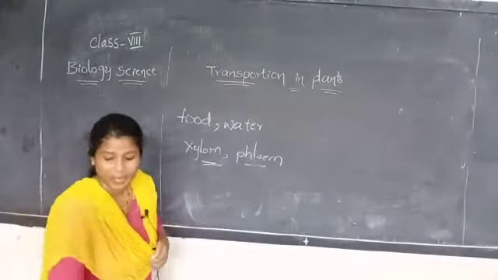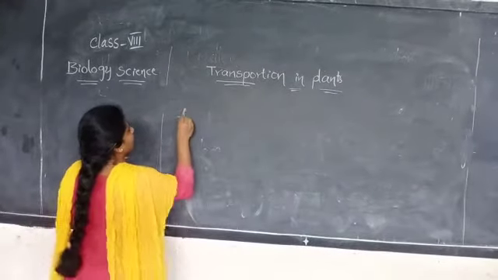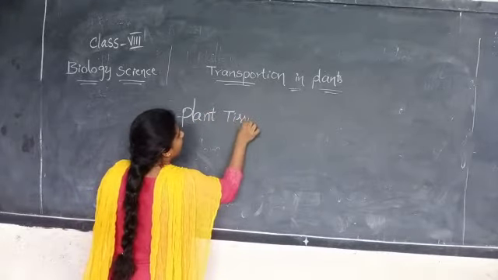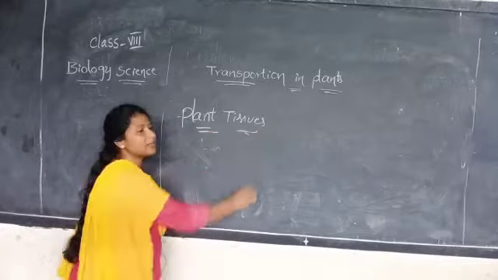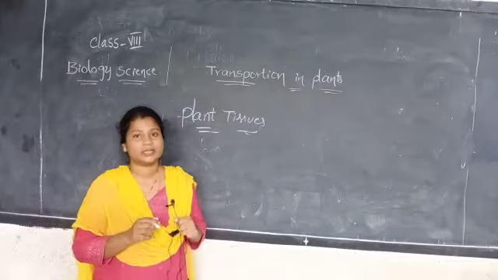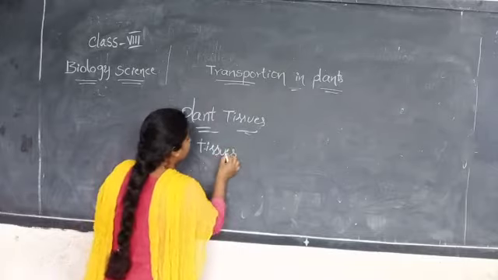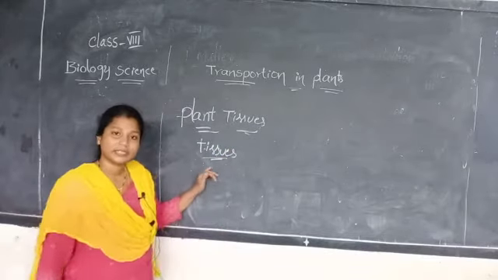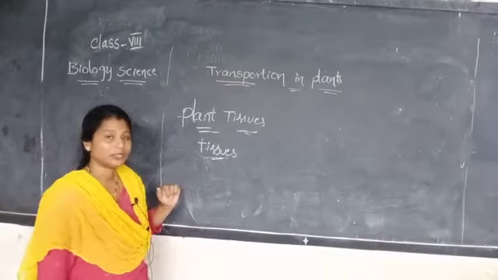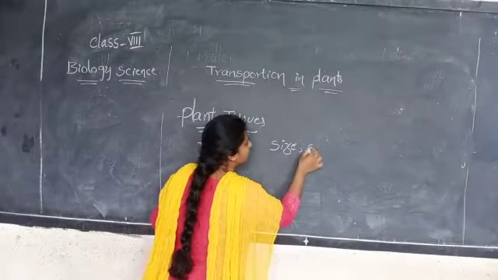Next, we will see the plant tissues. As we all know, all living beings are made up of cells. The cells are formed as different groups. A different group of cells is called tissue. It performs particular functions, according to size and shapes.